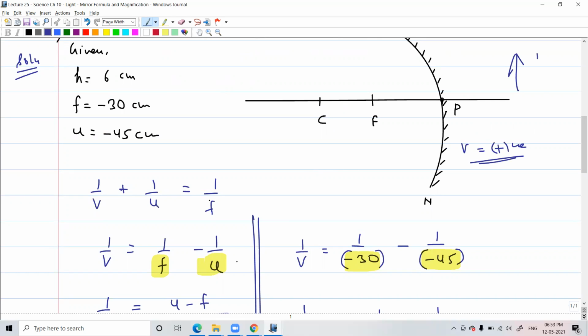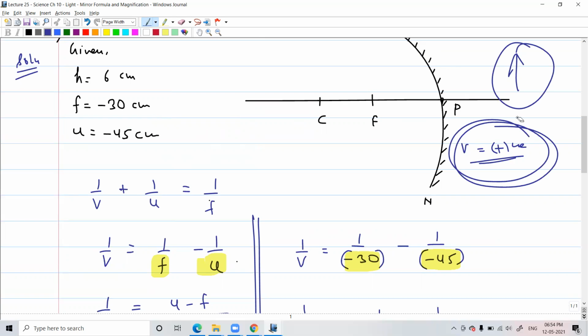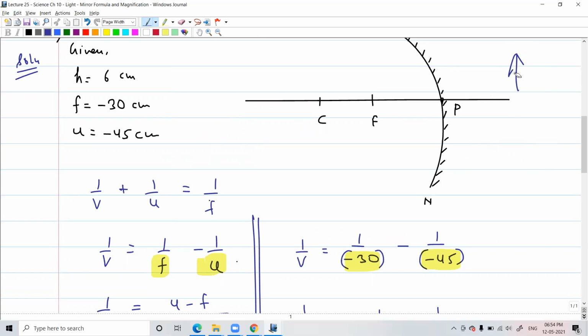For virtual and erect images, by experience, we know that they are formed behind the mirror. Behind the mirror means it is to the right of the mirror. That's why if it was a virtual image, the V value would have been positive. But since it is negative, we can conclude that it is to the left of the mirror.